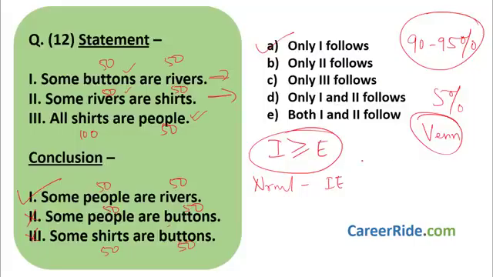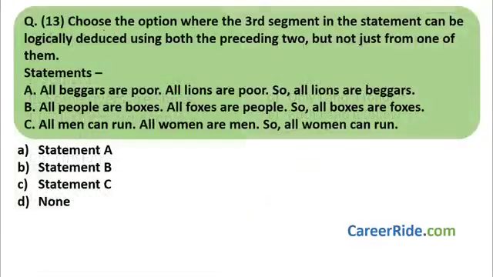Now next question. Choose the option where the third segment in the statement can be logically deduced using both the preceding two, but not just from one of them. What does this mean? They have given us three statements A, B, C. Each of these statements has three segments: first segment, second segment, and third segment.